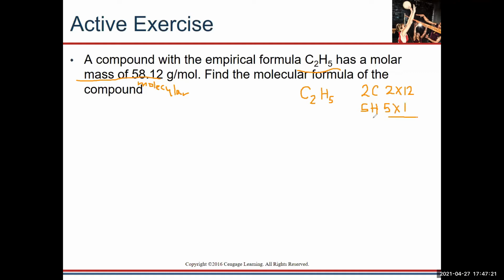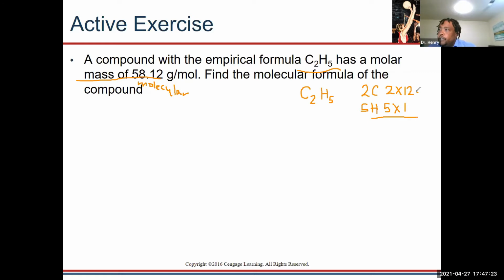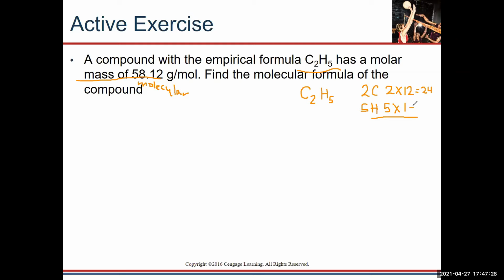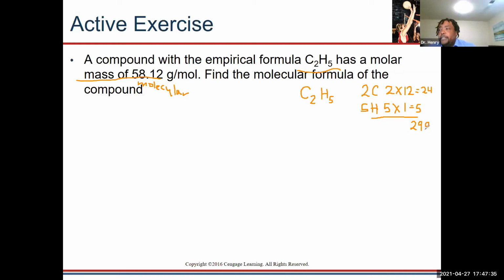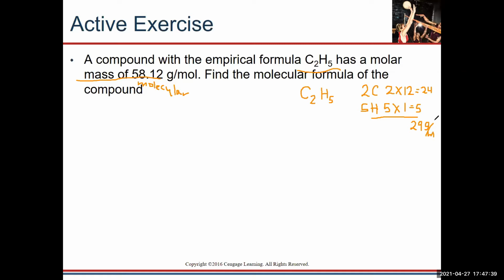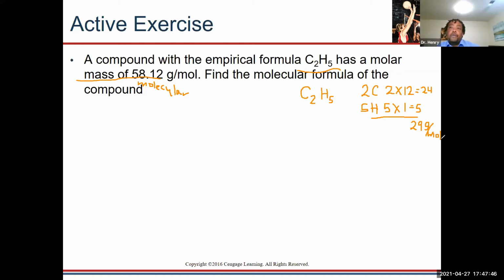Okay. So we add this together. What is that? 24 plus 5? 29. And that would give me my molar mass. Okay, so that gives me my molar mass. Now I have the molar mass of the empirical formula, and I have the molar mass of the molecular formula.